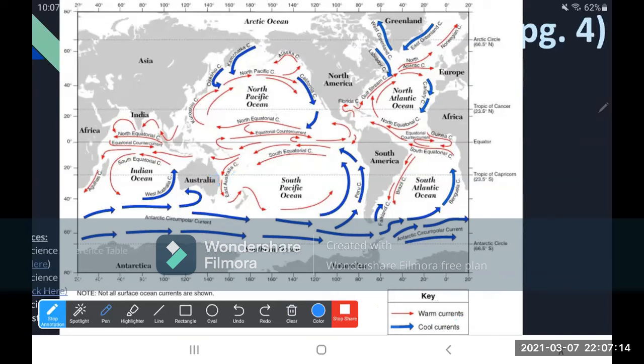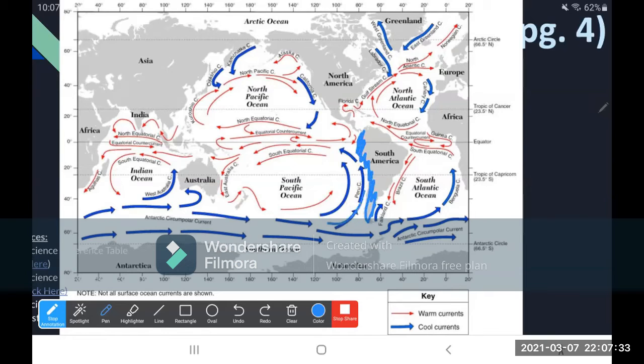Okay, let's do another one. Let's take a look at Western South America, which is right here. Peru, Argentina, these countries right here. Okay, Western South America. What current is there next to Western South America that influences it?